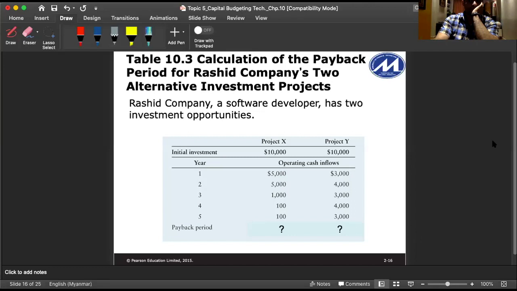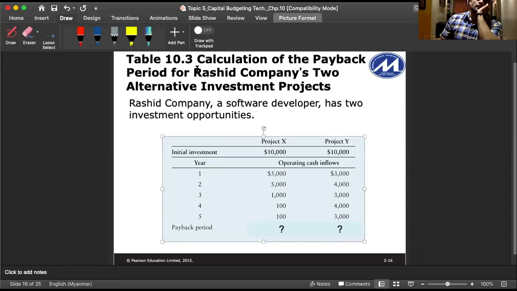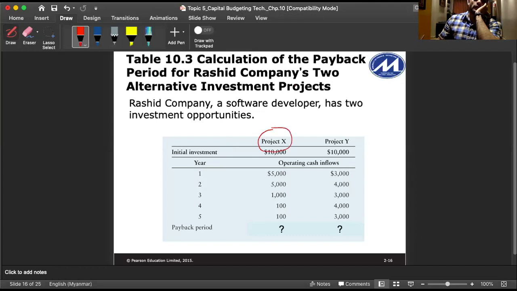Project X. We should select project X because project X has a shorter period, which is 2 years. And here, 3 years. Using payback period, we select project X.